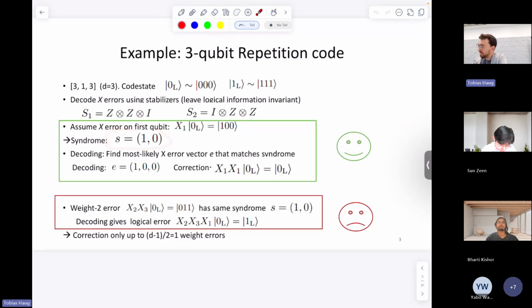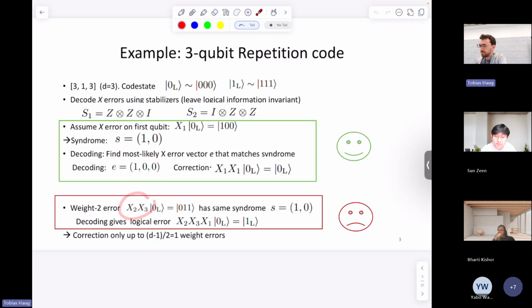For example, in this simple case, for this syndrome, we could have this error here, but there's another error that matches the syndrome, which is an error on the second and third qubit. So the error vector will be like 0, 1, 1. This error has the same syndrome, also 1, 0, but it's a weight 2 error, like there are 2 errors that have happened. So the maximum likelihood decoder will not catch this error because it will think this syndrome is because the most likely error is this one.